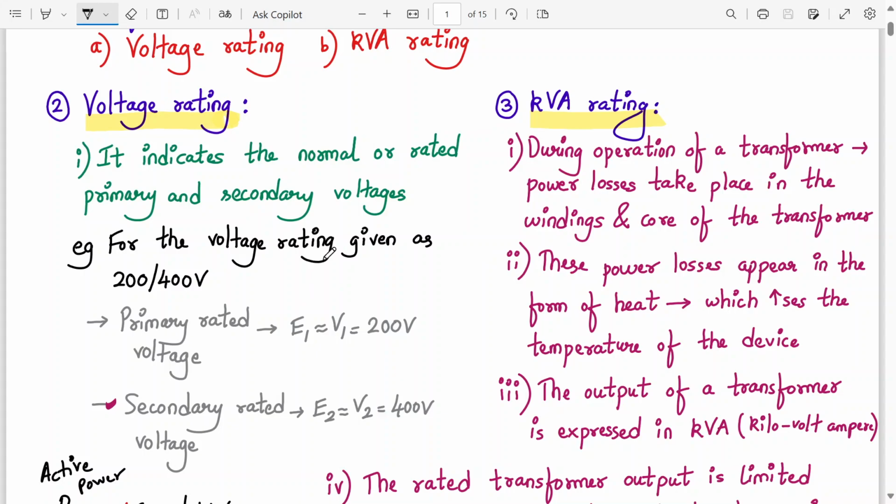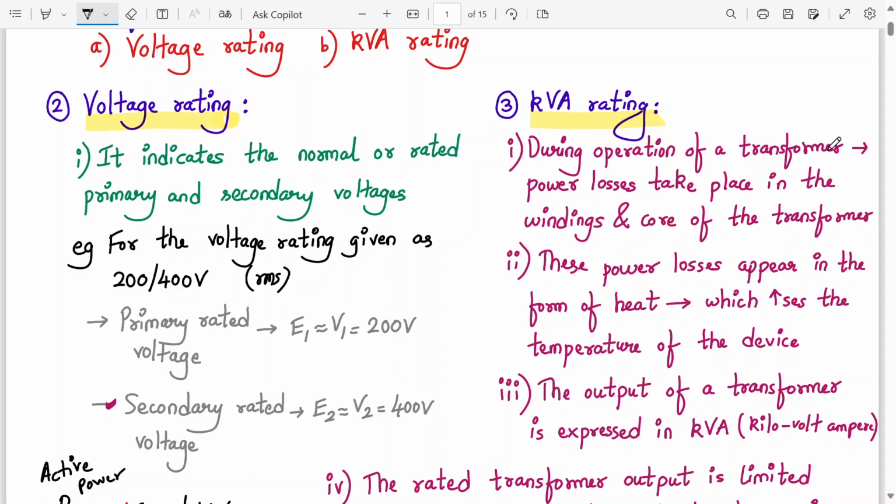So, for example, for the voltage rating given as 200/400 volt, that means the primary rated voltage is E1, which is approximately equal to V1 is equal to 200, and secondary rated voltage is E2, V2 is equal to 400 volt. Understood this? Voltage rating normal. These voltages are in RMS. Remember it. This primary or voltage ratings are in RMS, not in peak value.